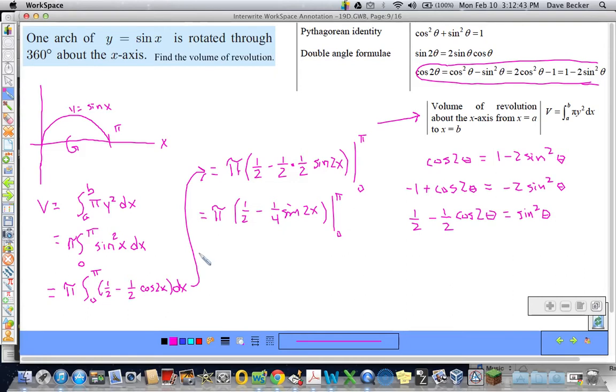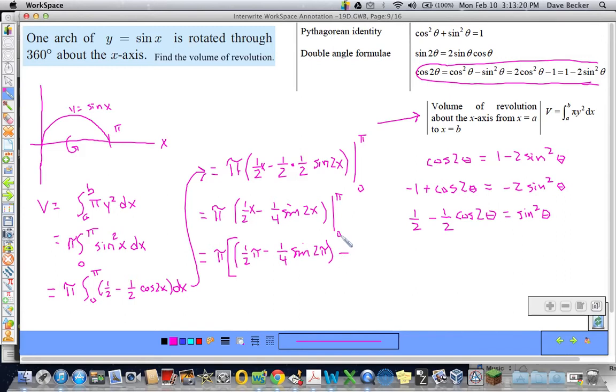Now we're doing some evaluating. Oh, you know what? I didn't put x here, did I? This is 1/2 x. I'm glad I caught that. The integral of 1/2 is 1/2 x. I said it, I just didn't write it. So this becomes pi times 1/2 pi minus 1/4 sine of 2 pi. Let me put brackets around here because it's pi times everything.